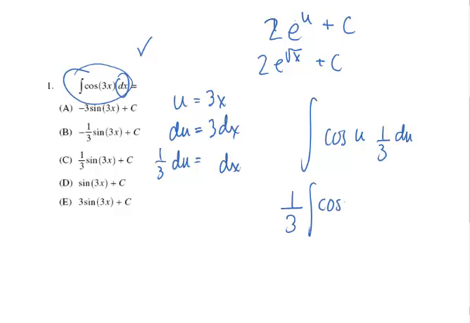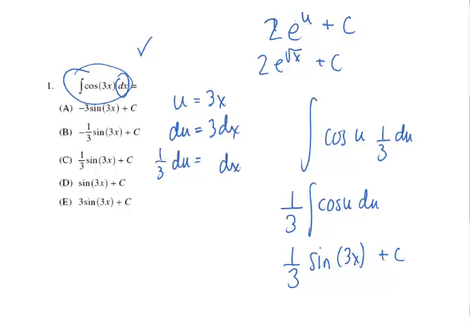I'm just integrating a nice easy cosine function, which is going to be the sine function. Remember to have your derivatives of sine and cosine squared away so you don't make the mistake with the negative. So this is 1/3 sine of 3x plus a constant.